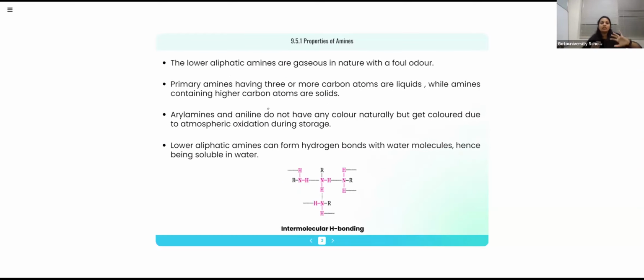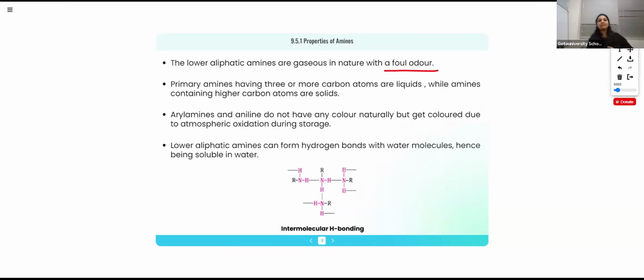Sure. So we discussed that the lower aliphatic amines are gaseous in nature with a foul odor. I told you physical properties means we are dealing with the physical nature, boiling point, melting point, solubility, like that. Okay, so we will discuss the intermolecular interaction. So the lower aliphatic amines are gaseous in nature with a foul odor, I told you.